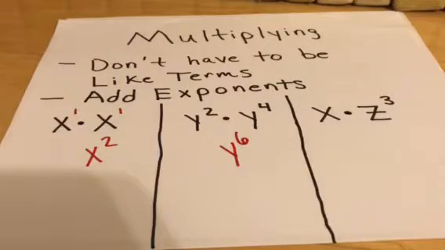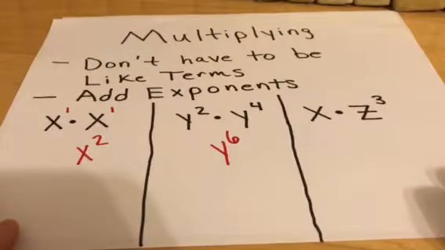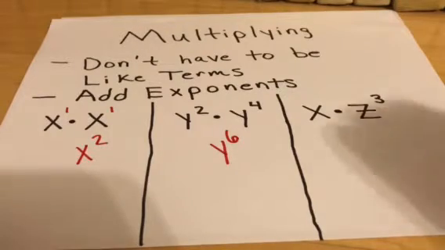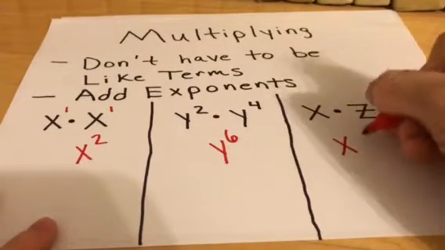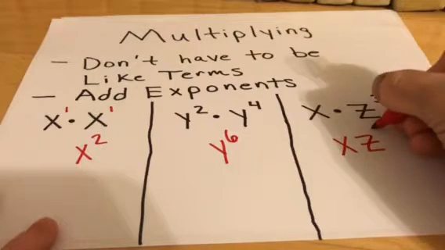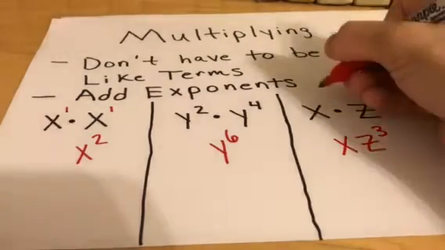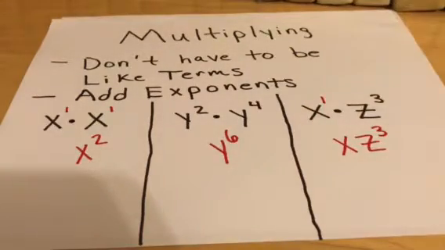If we look over here on the right side, this is the last problem I wanted to cover. If they have different variables, you just write them beside each other. So x times z cubed. I'm just going to write that as x z cubed right beside each other. I can't add the exponents, and the reason why I can't add these exponents, 1 and 3, is because they have totally different variables. If you have different variables and you're multiplying, there's no way you can put those together.